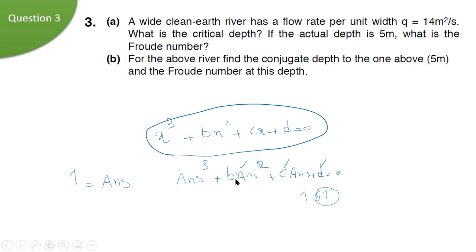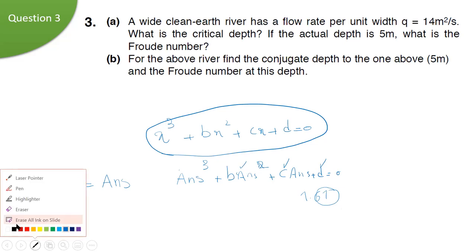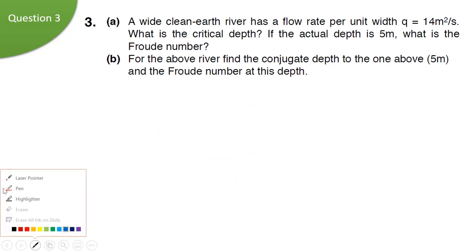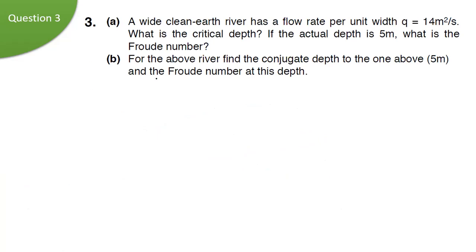So if we go back to the question, where did I get this? I will write it again, more clean. I'm sorry, it wasn't clean enough. So we got to a point that we calculated the energy for the one that we know, which was 5.4. We know that it is asking us for the same energy. So we calculated the energy, and then it asks us to get the depth for this situation for the same energy.